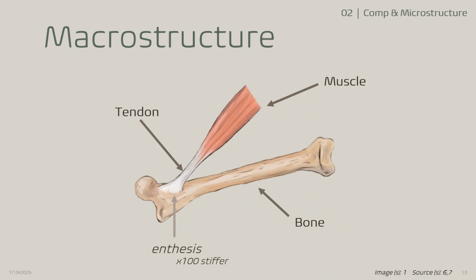To understand the composition and microstructure of the tendon, I think it's best to start with the overall structure's function. The function of a tendon is to transfer the force of a muscle to the bone. The connection point between the two is a specialized tissue known as enthesis. This tissue is about 100 times stiffer than the proper tendon, and it's an extremely complex tissue that we will not be getting into in this presentation. However, it is this stiff because it needs to transition the more elastic tendon to the extremely rigid, non-elastic bone.